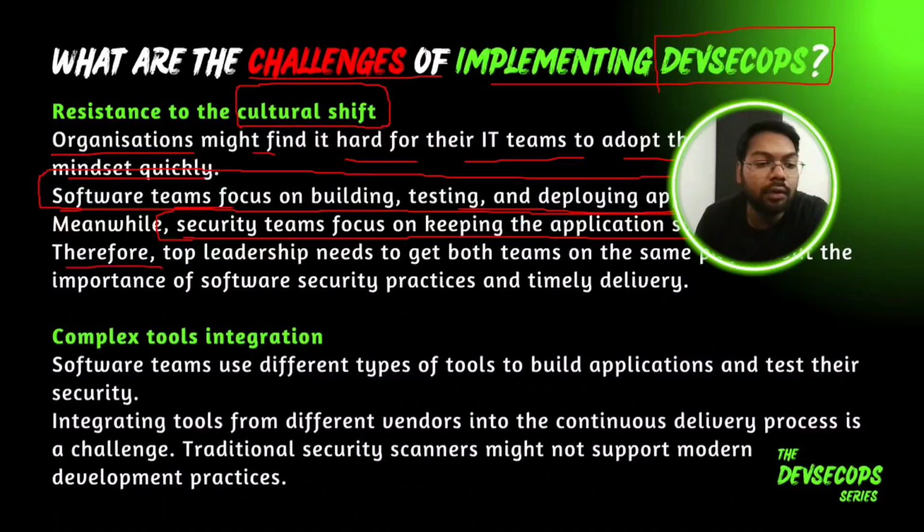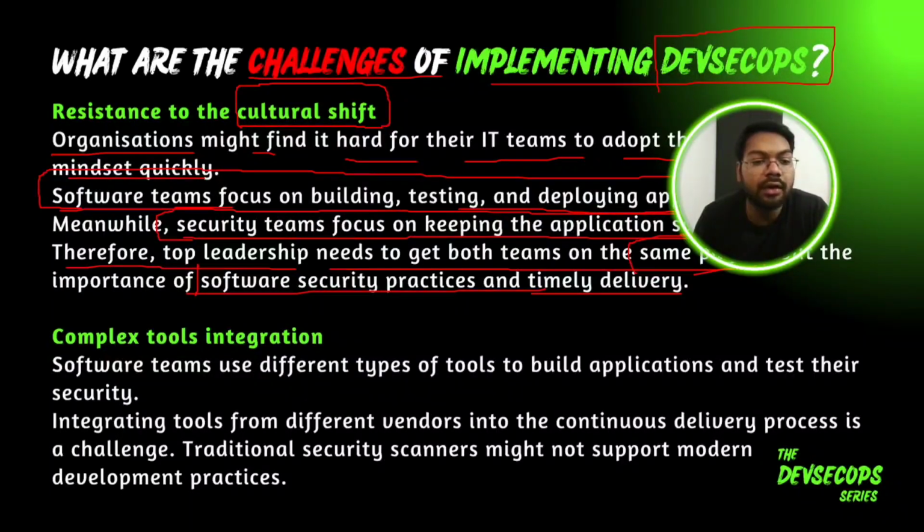Therefore the top leadership needs to get both teams on the same page. As I mentioned, there is a lot of to and fro about the importance of software security practices and timely delivery. Security teams should also understand sometimes that you can let loose of some things and let the development team take over and fix some issues, and see the security stuff later, because business continuity is the most important thing. Whether it be functionality wise or security wise, everything should be smooth and working efficiently.